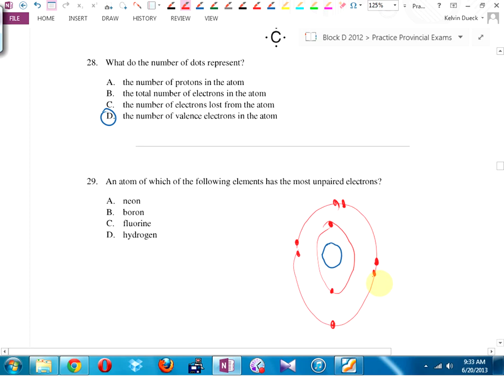So if you want the most unpaired electrons, I think you're looking for something that has 4 in its outer shell or 3 in its outer shell. Let's see. Neon, no, everything's paired. Hydrogen only has 1. Now fluorine has how many electrons in its outer shell? 7. So you would go 1, 2, 3. You know what? That's only got 1 unpaired. How many does boron have in its outer shell? 3. Not 4. It has 3 unpaired because you don't have enough to start pairing them up yet.